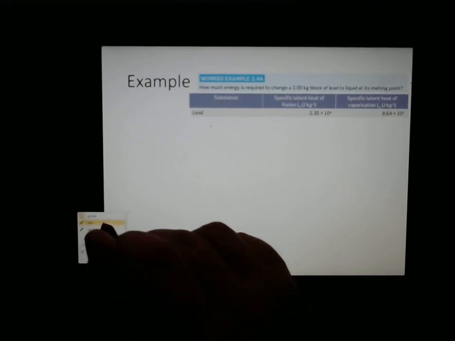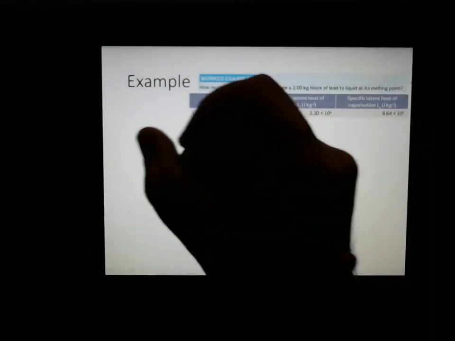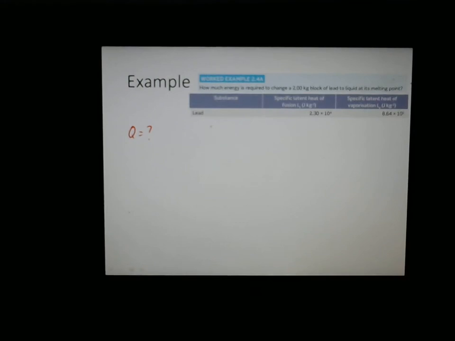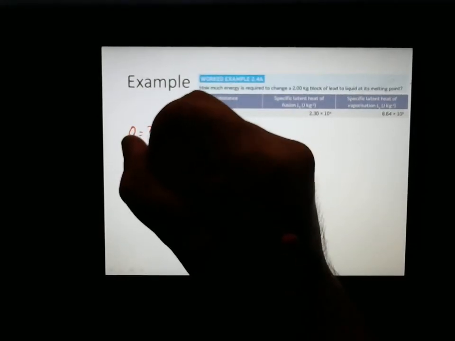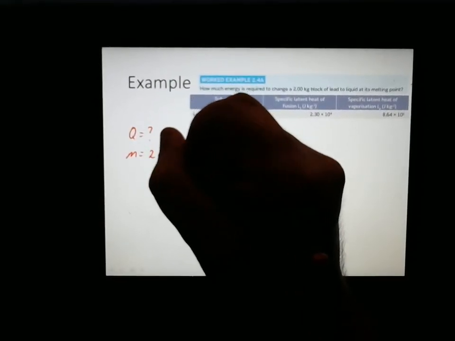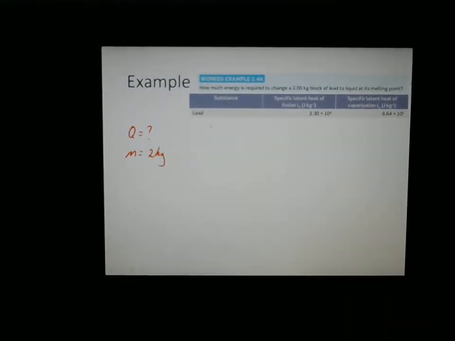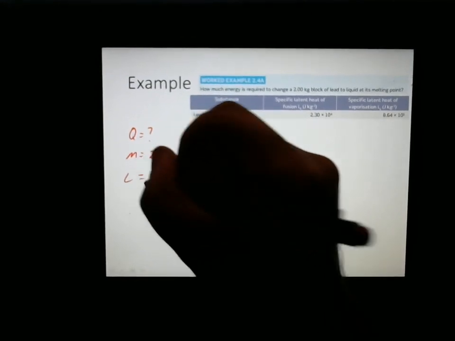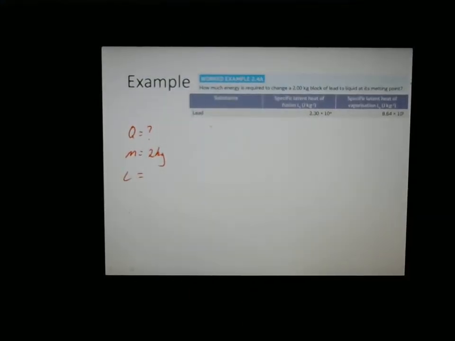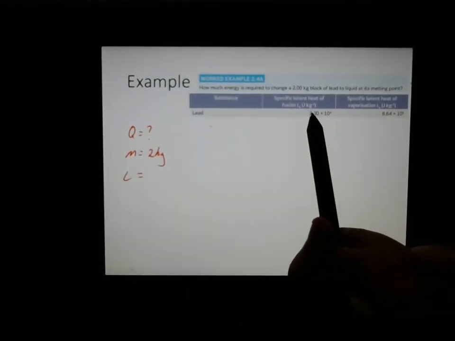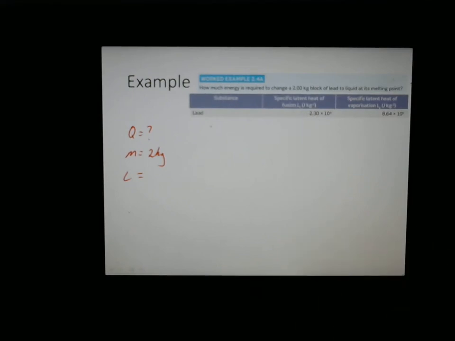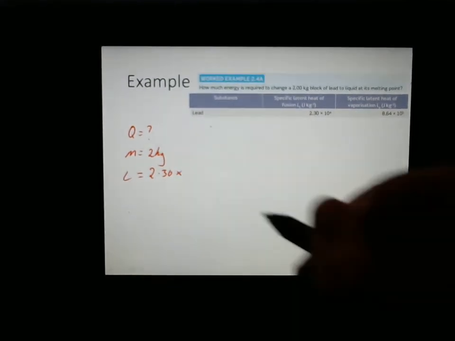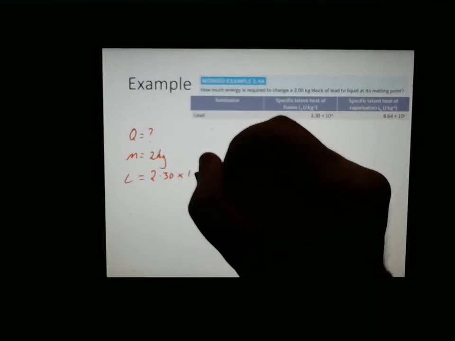So, there's my pen. We're after an energy, that's a Q. Q equals, I don't know. We have a mass, 2 kilograms. And because we're dealing with a phase change, we need the latent heat. In this case, we're going to need this one here on the left because we're melting it. And melting is the opposite of fusion, 2.30 times 10 to the power of 4.